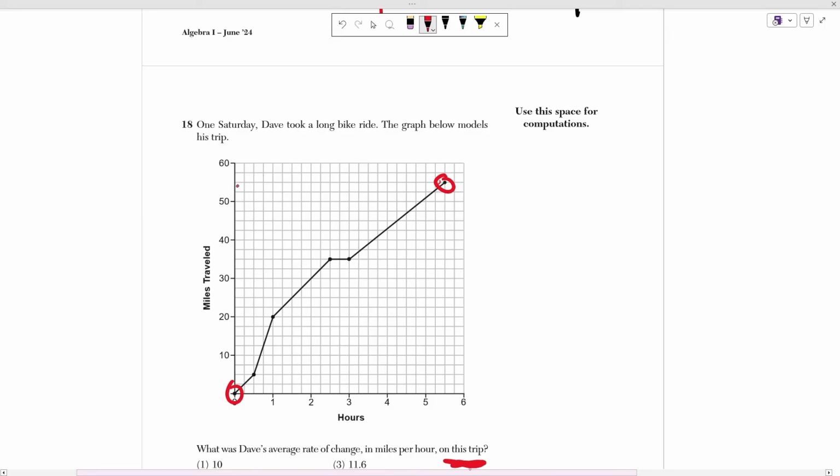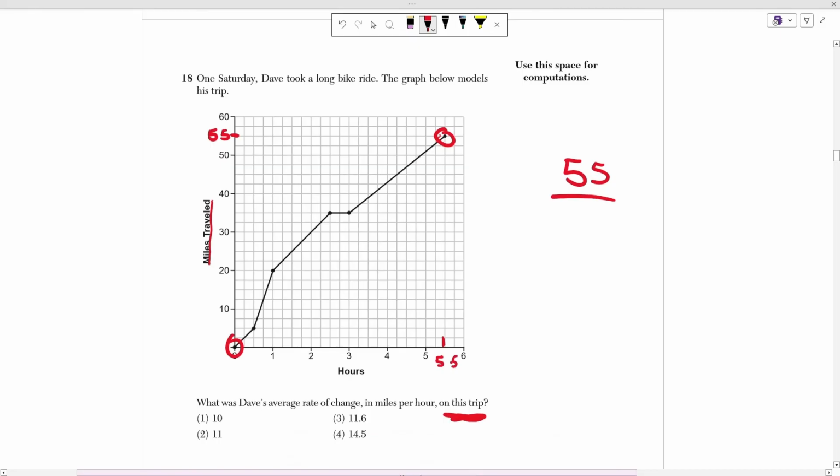So we have to find that. Well, if this is 50, right, and it's in the middle of 50 and 60, that means that this is 55, okay, because it's in the middle. So in total, he traveled 55 miles. And he traveled those 55 miles in how many hours? Well, if we draw this all the way down, he traveled those 55 miles in 5.5 hours.